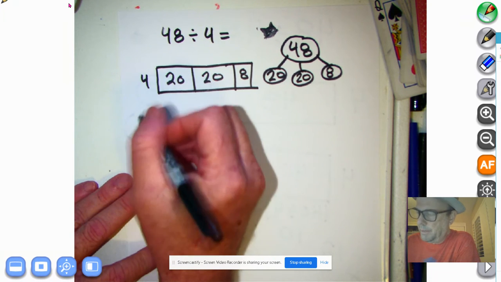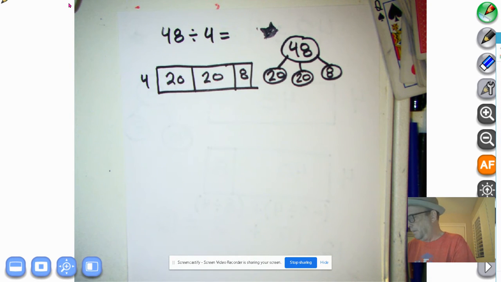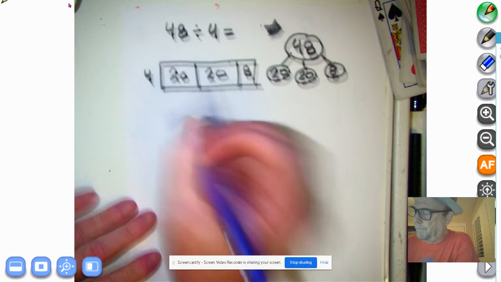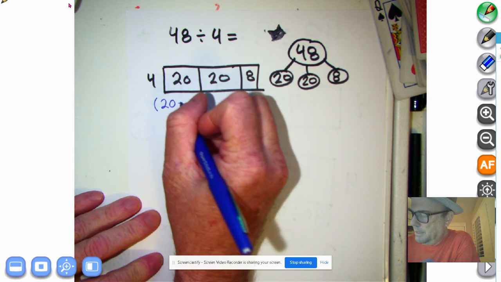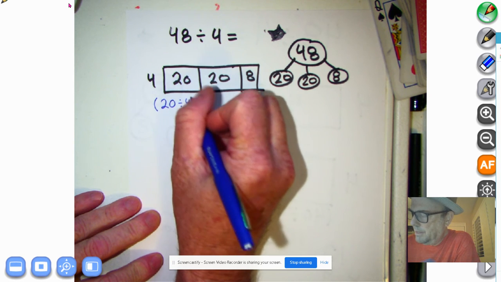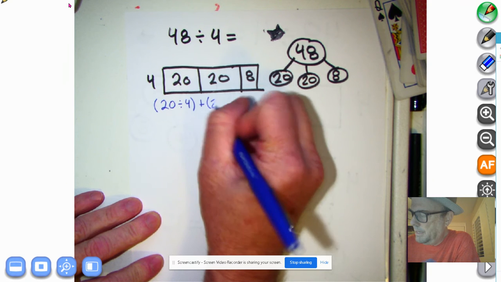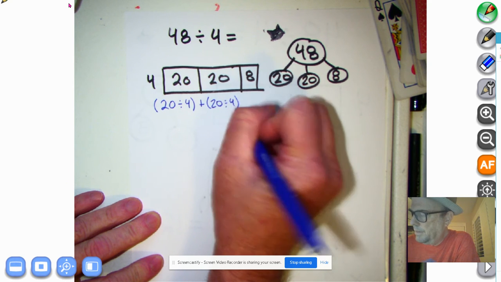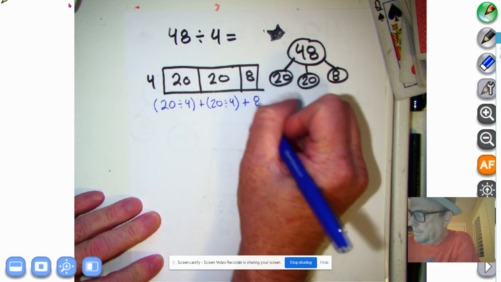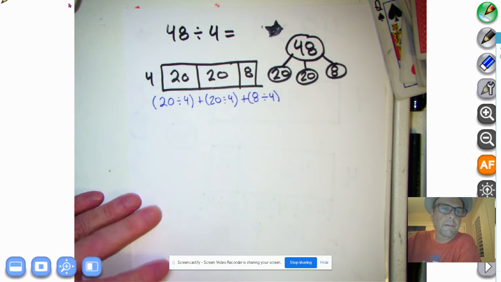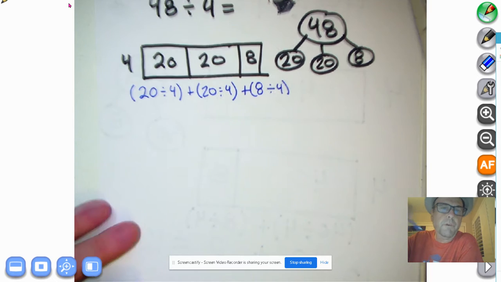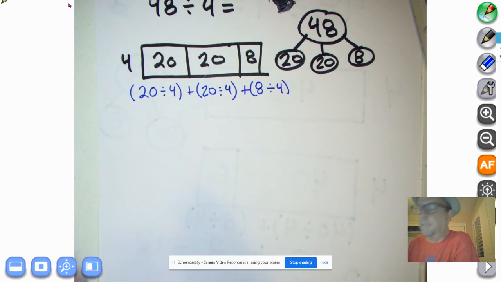Let's take a look at how we're going to break this down. Let me get a smaller pen out. So we're going to divide each of these by 4. 20 divided by 4 plus 20 divided by 4 plus 8 divided by 4, with parentheses. Don't say that too loud or math might come around. So we have all this: 20 divided by 4 plus 20 divided by 4 plus 8 divided by 4.